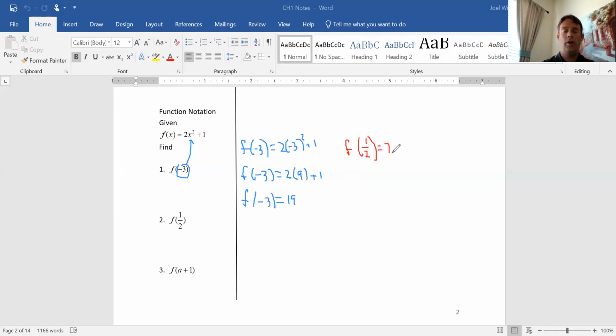So I'm going to take my 1/2, I'm going to plug it in here. And be careful on the fraction. I don't want to ever assume anything. 1/2 squared, that means 1/2 times 1/2. Make sure that you square the numerator and the denominator. So 1/2 times 1/2 would be 1/4.